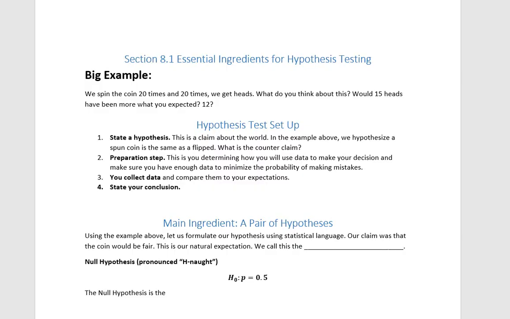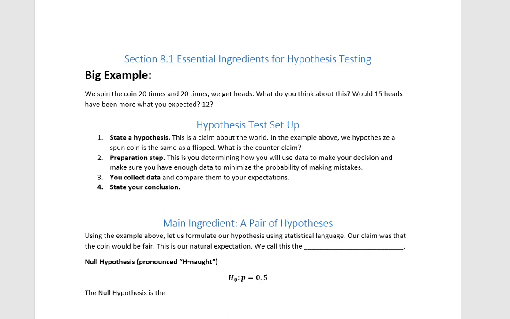Hey, so we're in chapter 8. This is probably one of the biggest ideas that we're going to be talking about. So in chapter 8, what we're going to be talking about is essential ingredients for a hypothesis test. So in this chapter, we're going to be talking about how do you test a hypothesis that has to do with percentages.